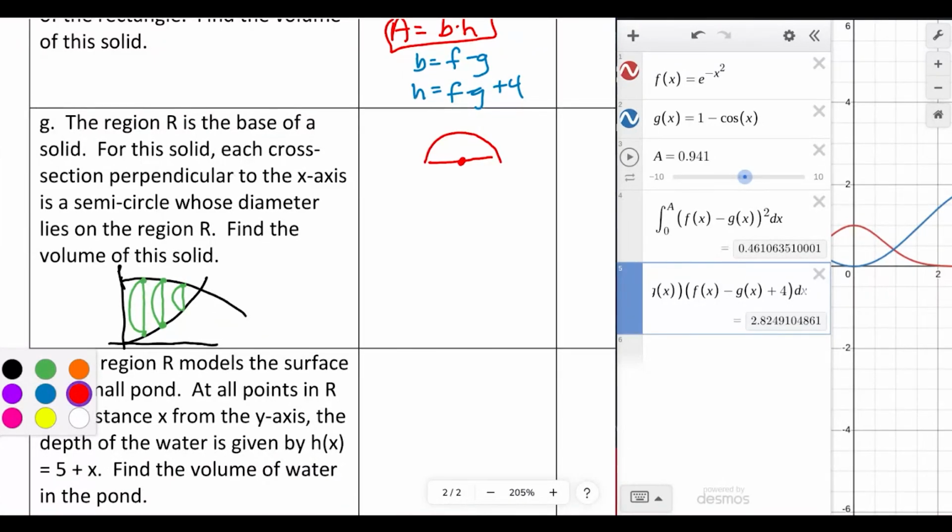What's the radius, though? Now, we know the area is going to be half pi r squared, but what's the radius of that semicircle? Yeah, f minus g is the diameter. That's the distance from here to here, but the radius is just half of that. So the radius here is half of f minus g, or f minus g divided by 2.